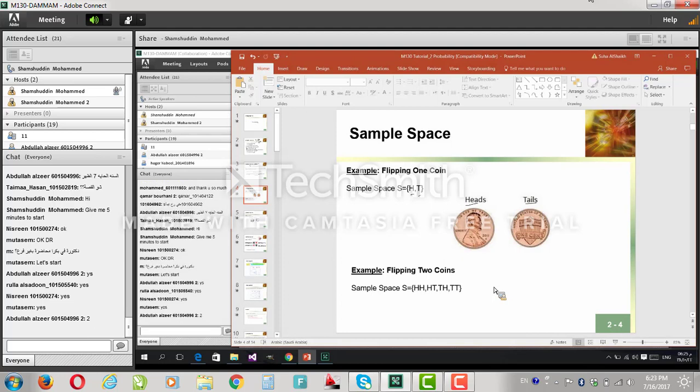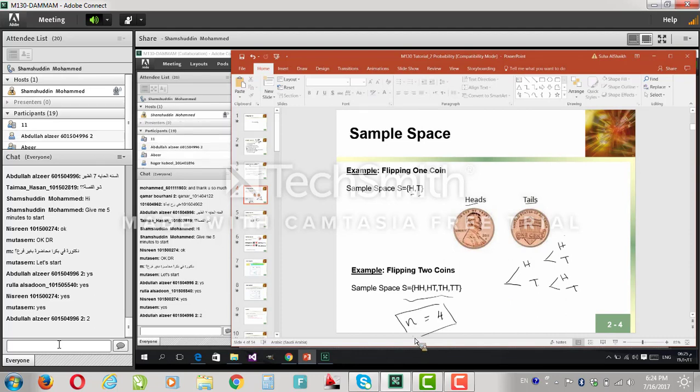If I'm talking about flipping 2 coins, not just one, the first coin will give me the outcomes head or tail, and the second flip will again give me a head or tail. So the outcomes are head-head, head-tail, tail-head, and tail-tail. How many outcomes do we have here? We have 4 outcomes in my sample space. This is the case of flipping 2 coins.